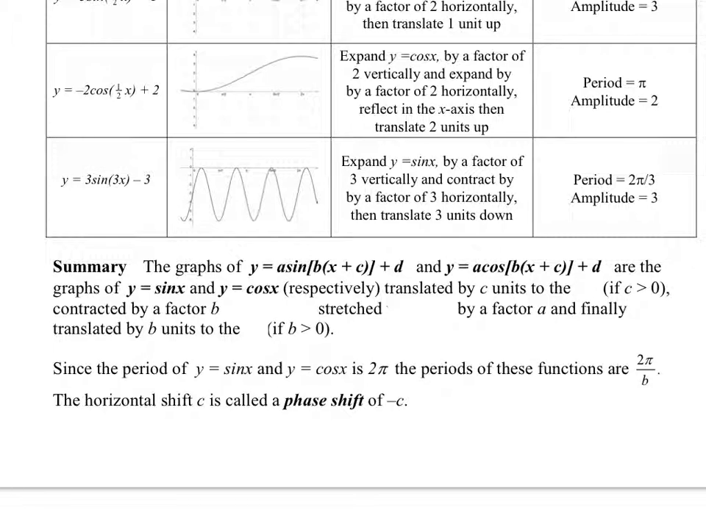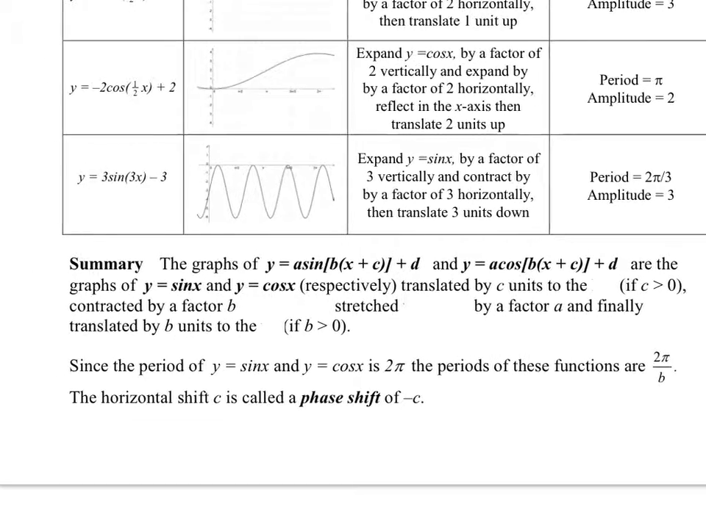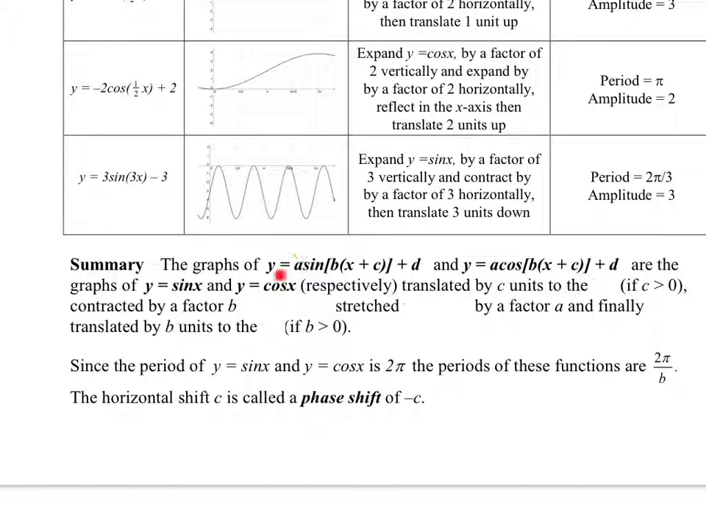Now, as a summary, if you have an expression that looks like this here, right? So you've got an a before the sine, you've got a b before either x or x plus c, and then you've got d. What's happening is that the d affects the vertical translation, the b dictates what the period is going to be, the c affects the horizontal shift, and the a is the amplitude.